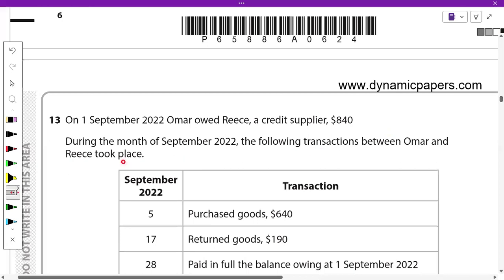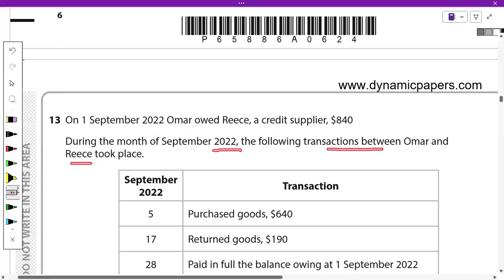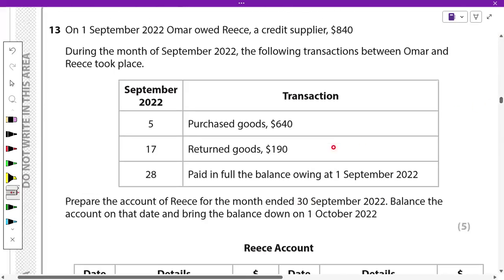Okay, so this is question number 13. On 1st September 2022, Umar owed Reese, a credit supplier, 840. Umar owed Reese a credit supplier. Okay, so Reese is basically the credit supplier of Umar. During the month of September 2022, the following transactions between Umar and Reese took place. Okay, so these are the transactions.